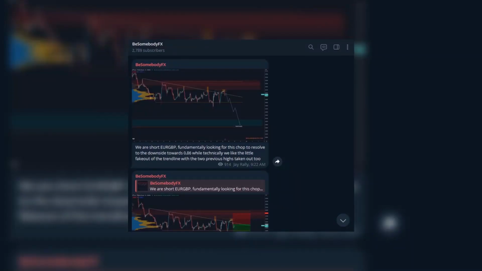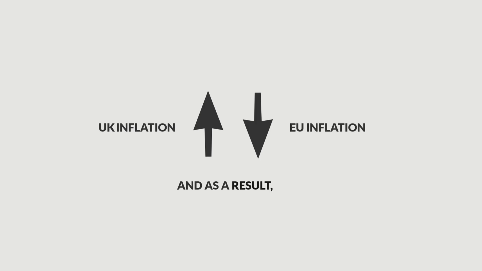So let's make it even more practical. The trade in that example was clear. We quickly went bearish on the pair, expecting that story to continue, expecting that divergence between inflation in the UK and inflation in Europe, and as a result, that divergence between the Bank of England and the European Central Bank to continue. That story unfolded pretty nicely.